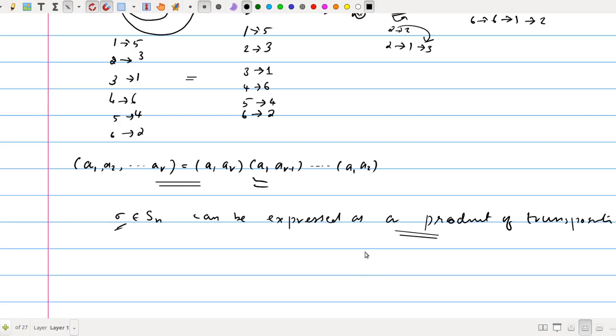In the next class, we will discuss some interesting results as a consequence of this definition and this idea that (A1 A2 ... Ar) can be expressed as a product of transpositions.